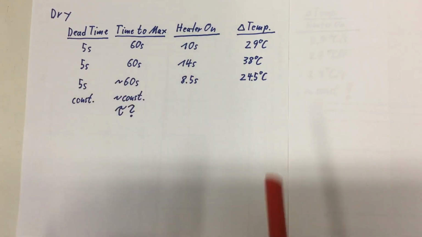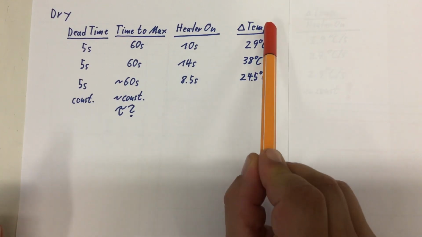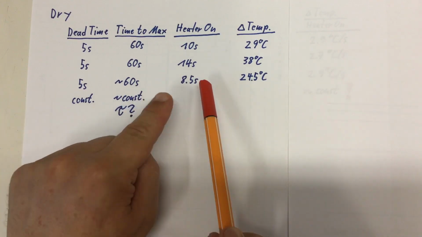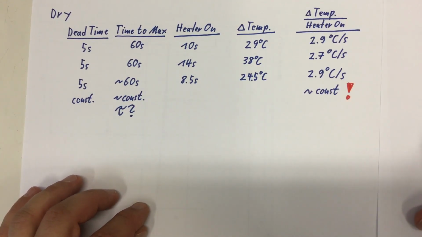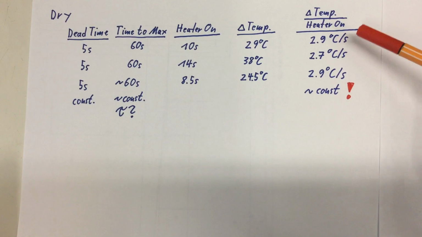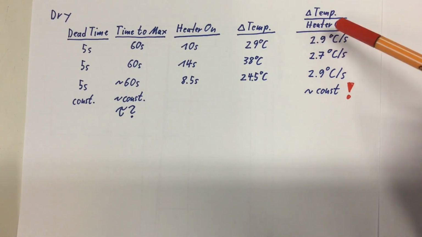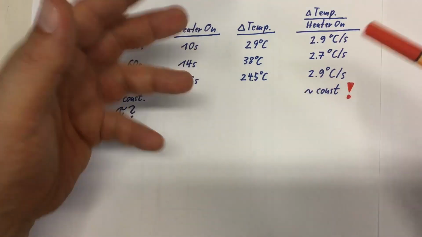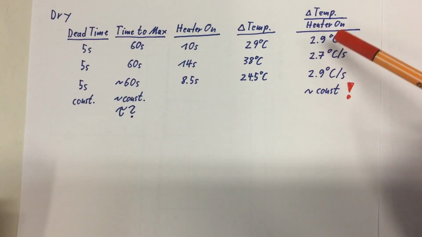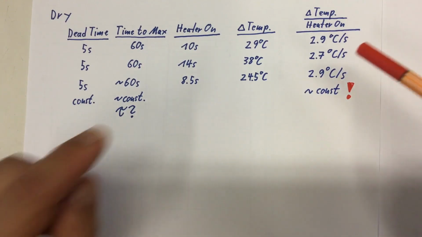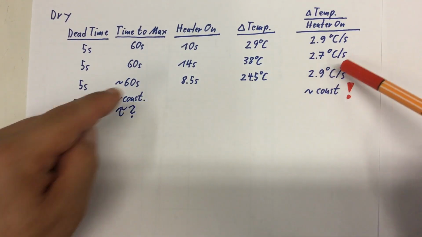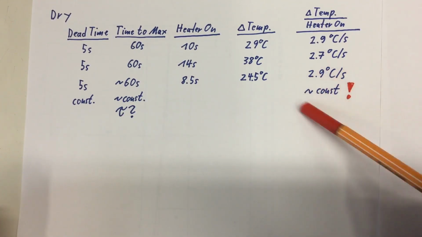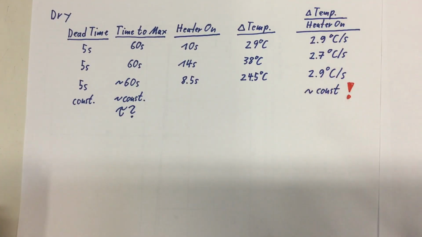But if we divide our delta T by the time the heater was on, we get these numbers. So first run, 2.9 degrees Celsius temperature rise for each second the heater was on. Second run, 2.7 degrees Celsius per second. Third run, 2.9 degrees Celsius per second. And that is pretty much constant.